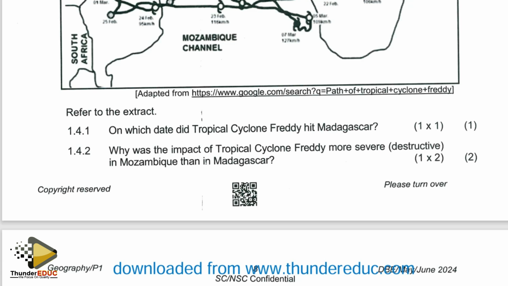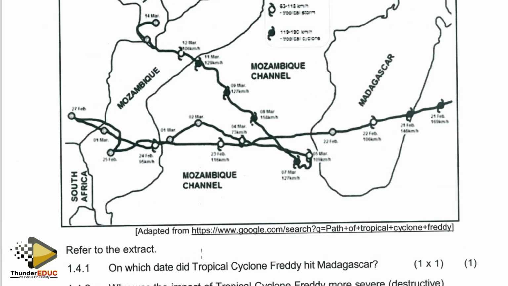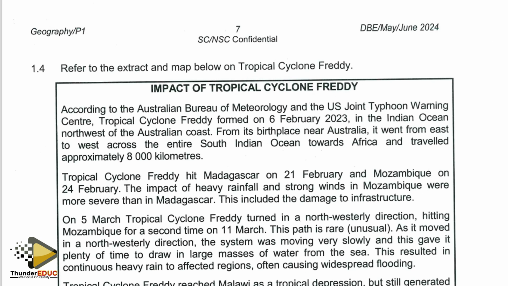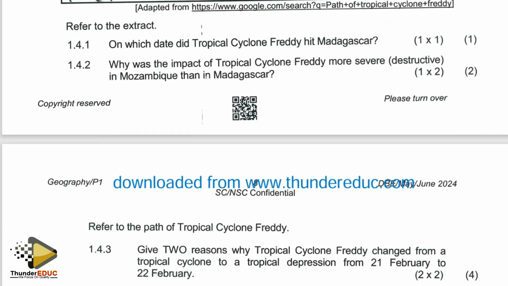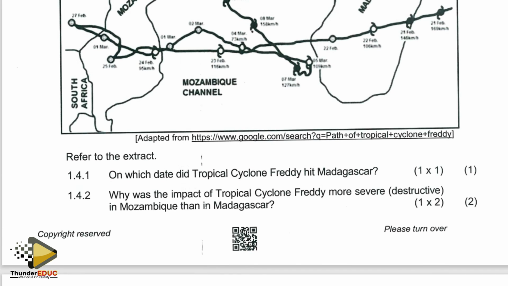Number 1.4.1. It asks on which date did tropical cyclone Freddy hit Madagascar. I think that is basically extraction. The answer is there in the extract where it says tropical cyclone Freddy formed on 6 February in the Indian Ocean, northwest of Australia. Tropical cyclone Freddy hit Madagascar on 21 February and Mozambique on 24 February. We were worried about Madagascar. The answer is straightforward from the extract, which implies that the correct response is the 21st of February 2023. That is when it hit Madagascar.